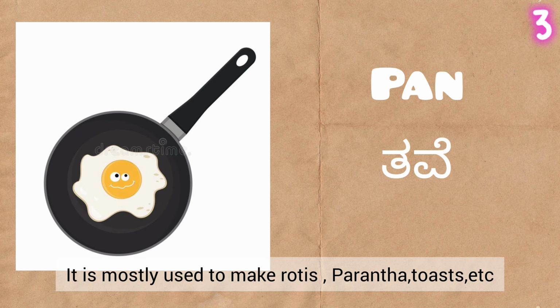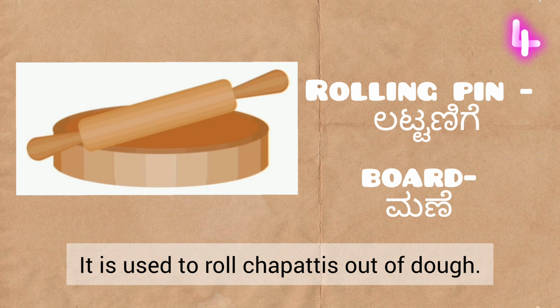Pan, tave. It is mostly used to bake rotis, parathas, toasts, etc. Rolling pin, lattanige. Board, mane. It is used to roll chapatis out of dough.